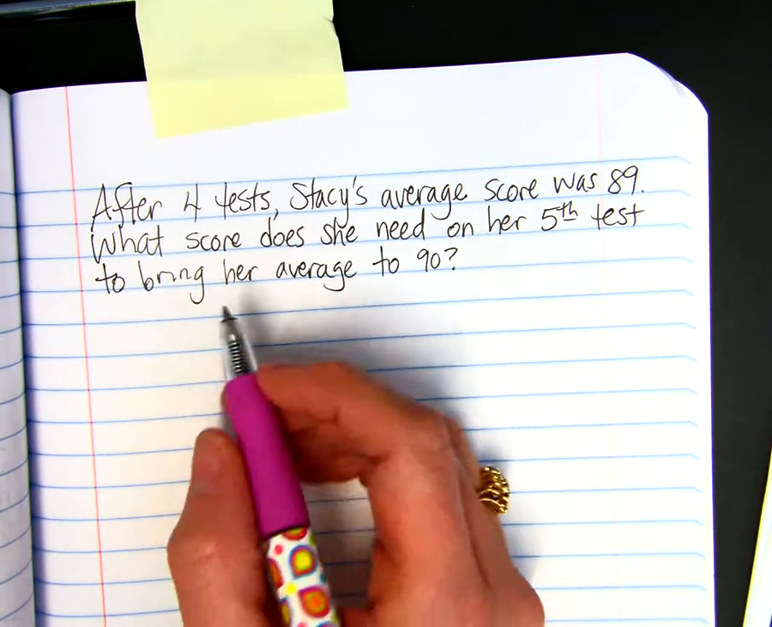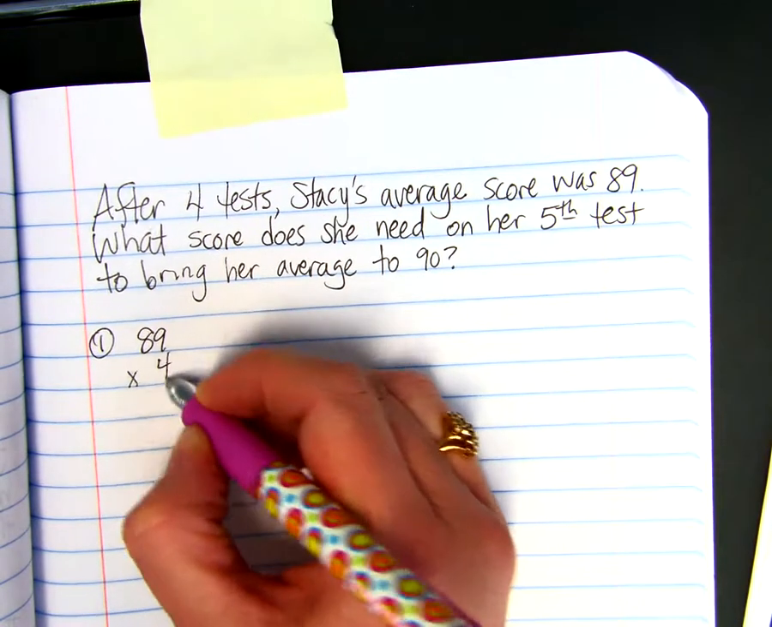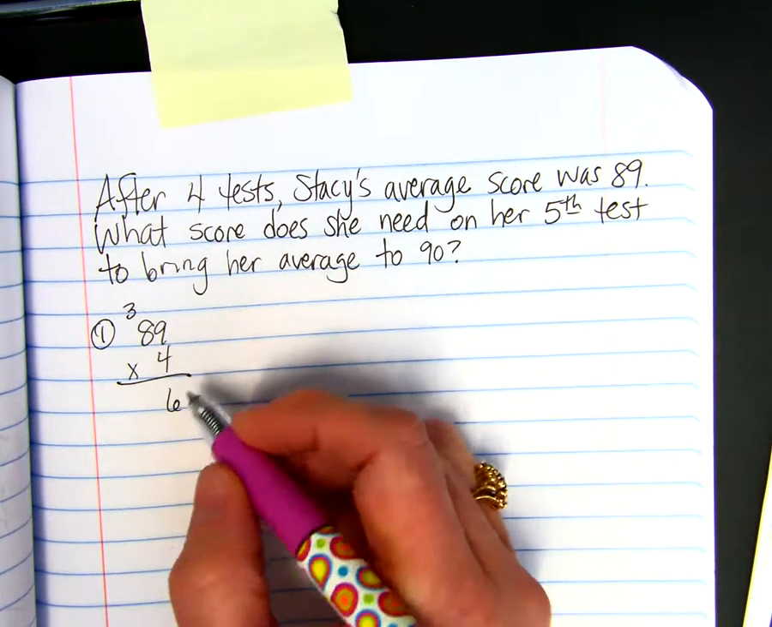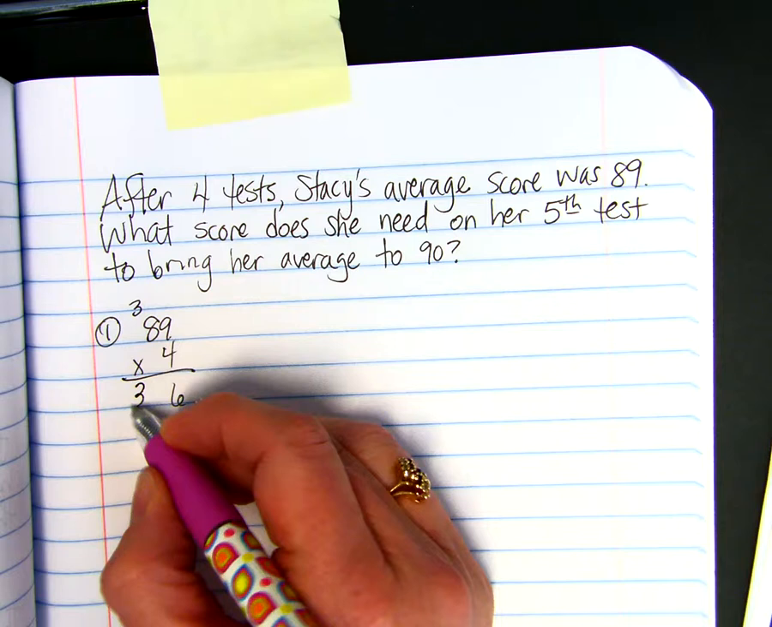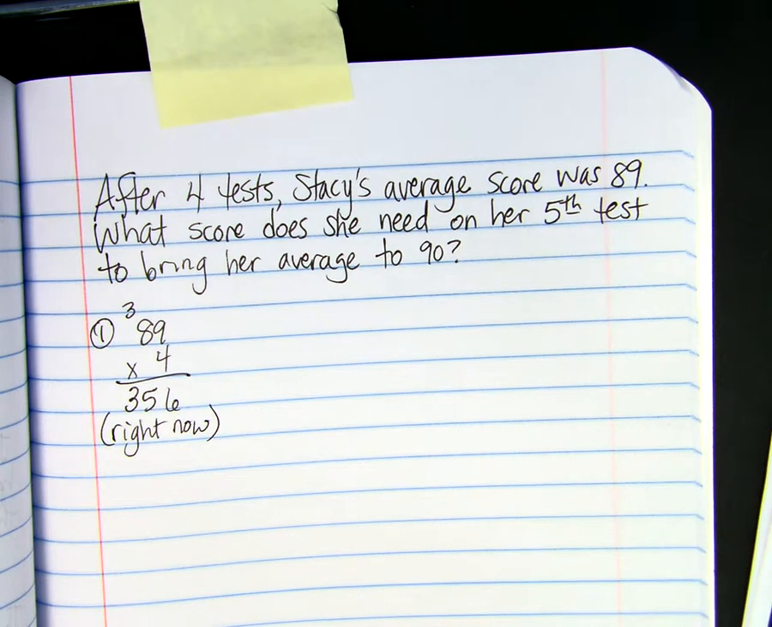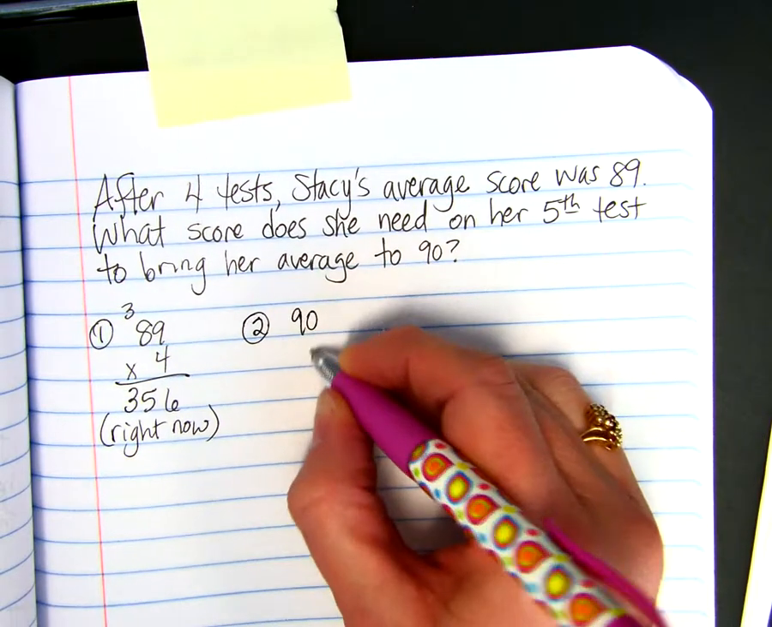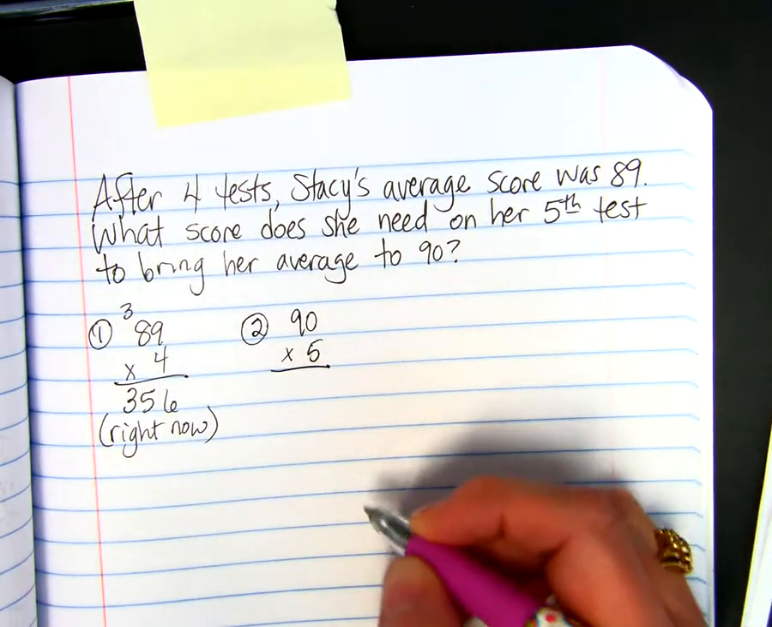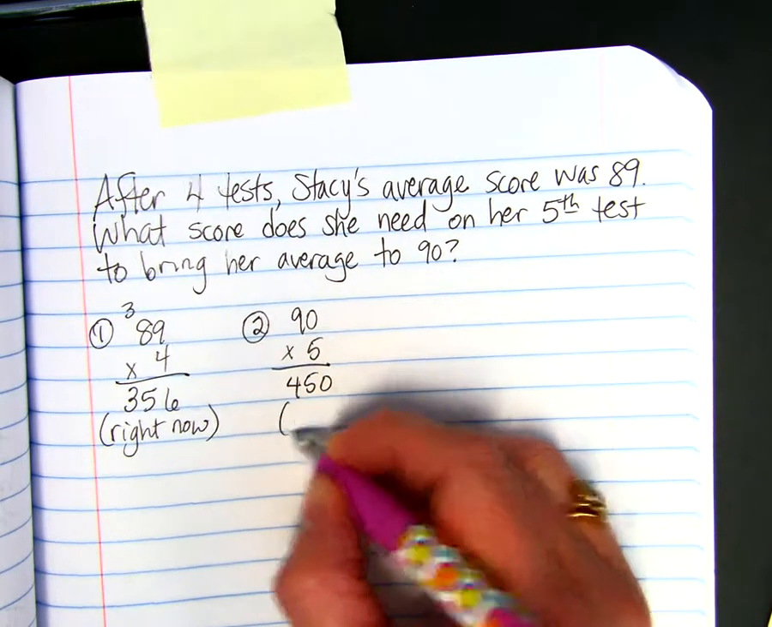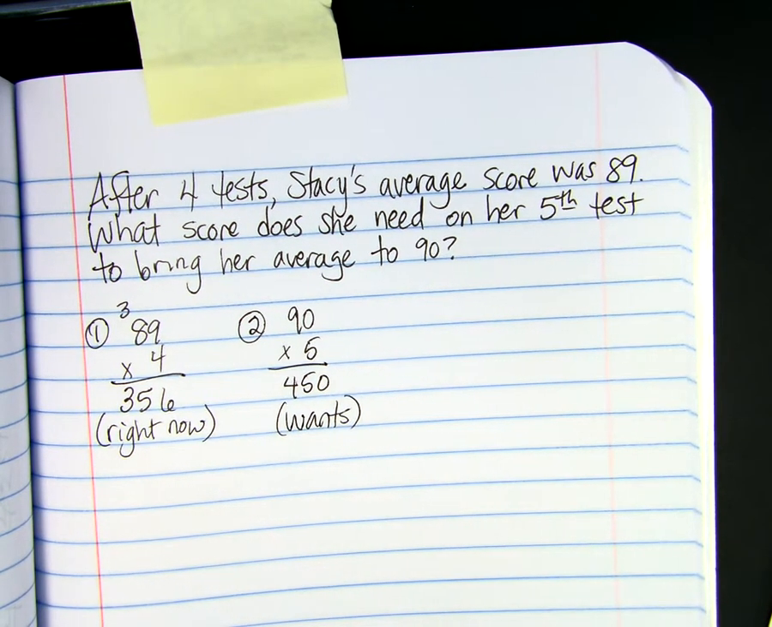So right now, she has an average of 89. So if you do 89 times 4, you get 356. That's right now. The sum of all of her 4 tests is 356. She wants to have an average of 90 on 5 tests. So that gives you 450. So this is what she wants, is 450 for all of her test scores.